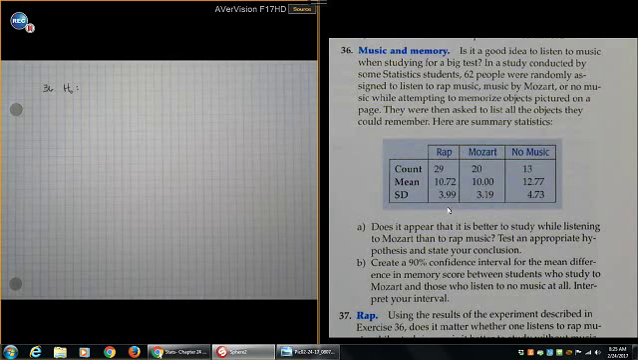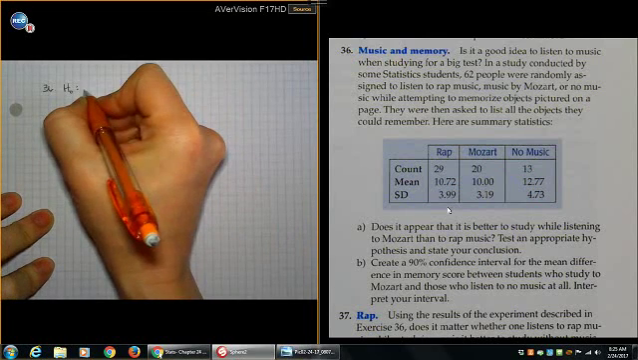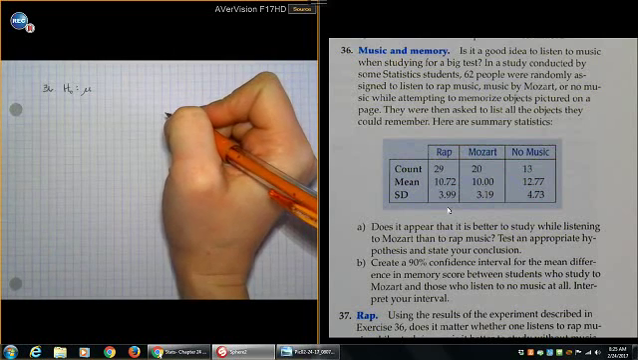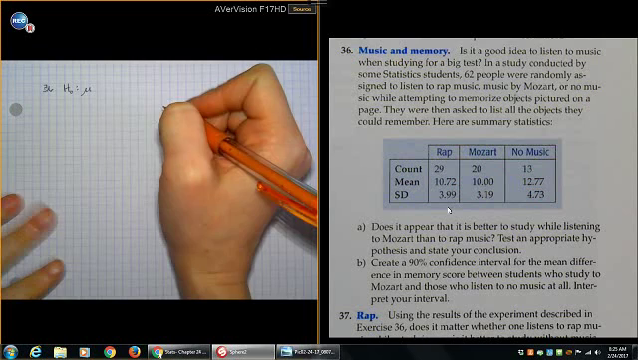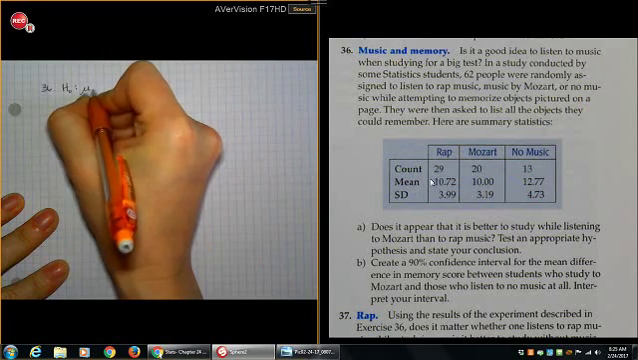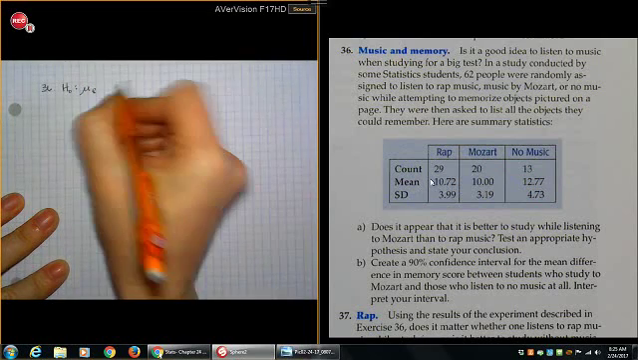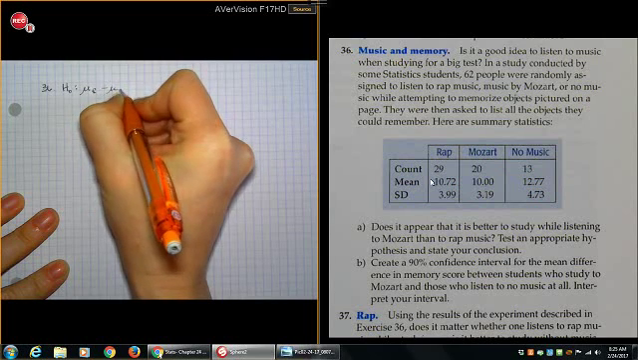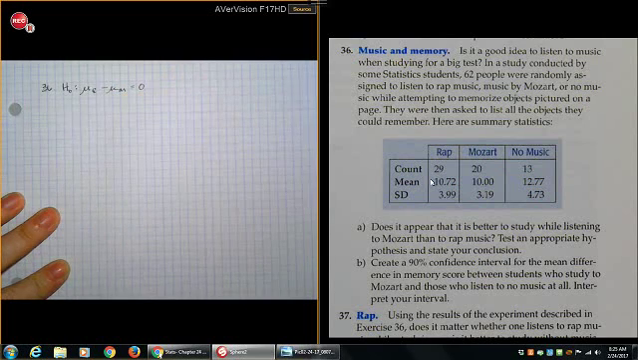So the hypothesis that I'm making is about the mean for the two groups. So mu is my population mean. Since the mean for the rap group was slightly larger than the Mozart group, I'm going to put that one first. So the mean for R minus the mean for M equals 0.